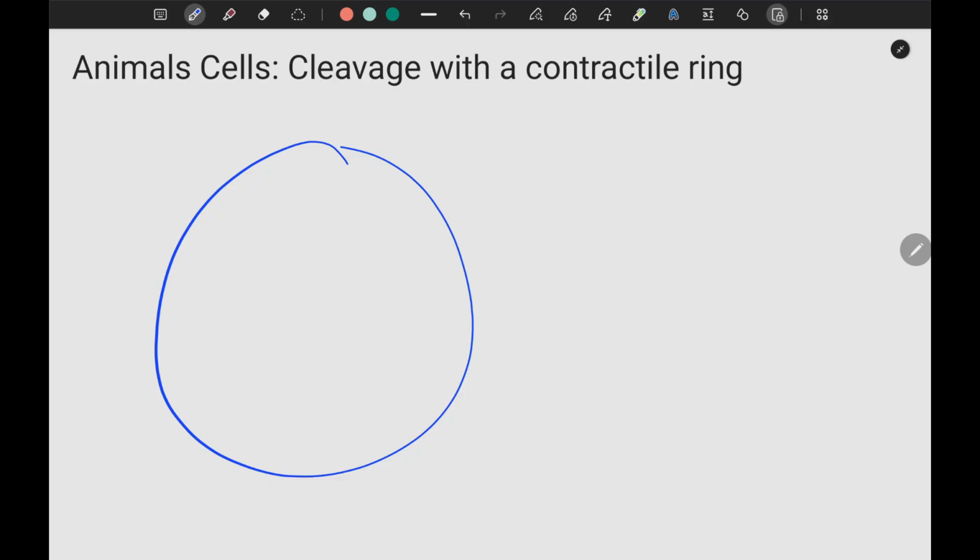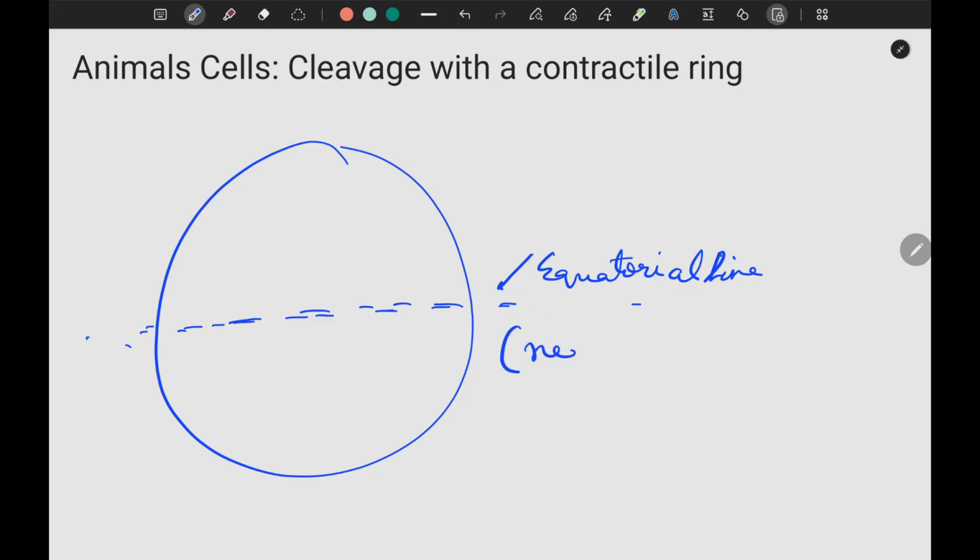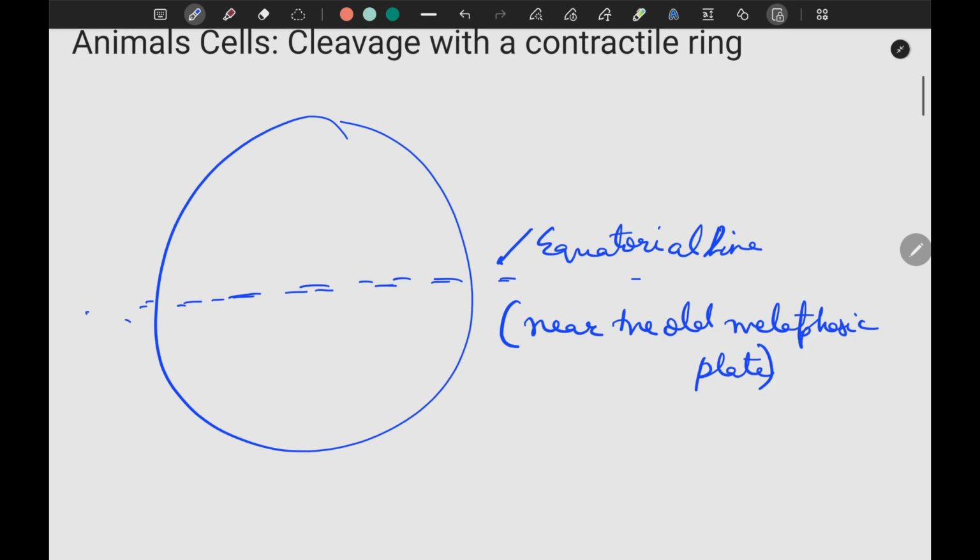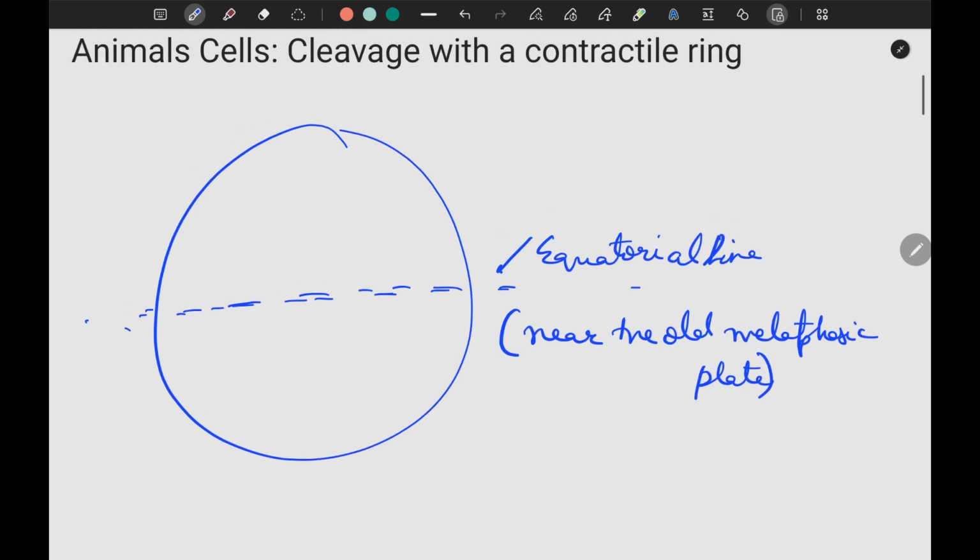So what happens, suppose it's a cell. This is the equator or equatorial line, let's suppose it. It is formed near the old metaphasic plate. Mainly in cytokinesis, it occurs by a process known as cleavage.